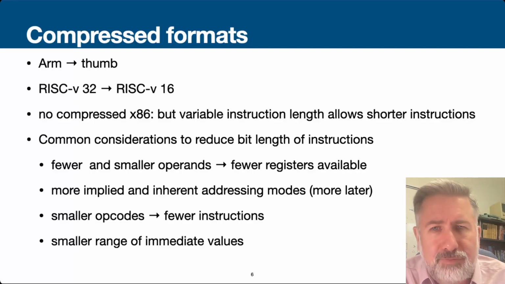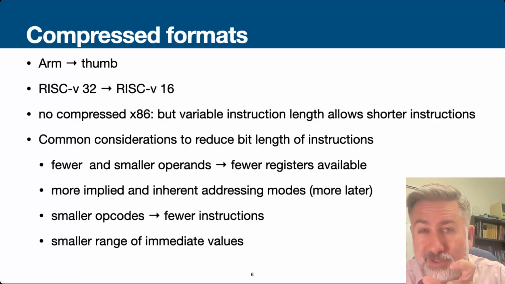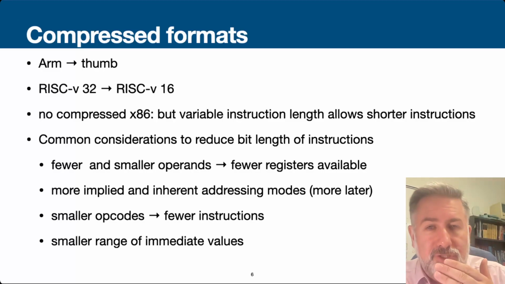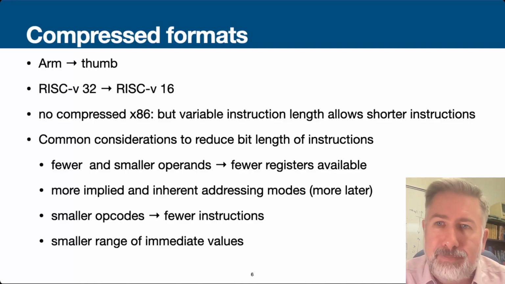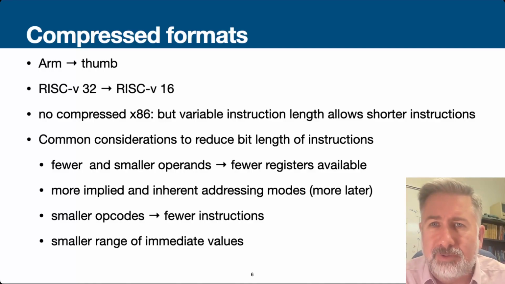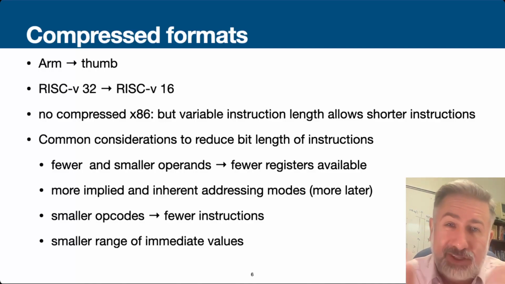x86 did not have compressed formats, but it did have this idea of variable instruction length. So some instructions are only 8 bits long, some are 16, some are 32, depending on what the instruction is doing and how many operands of what kind are needed. So fewer and smaller operands means fewer registers available. These are all the considerations for compressed formats and different sizes of instructions.